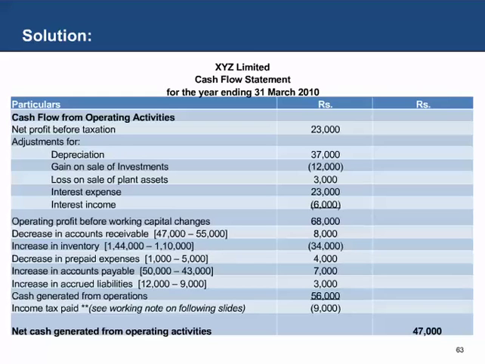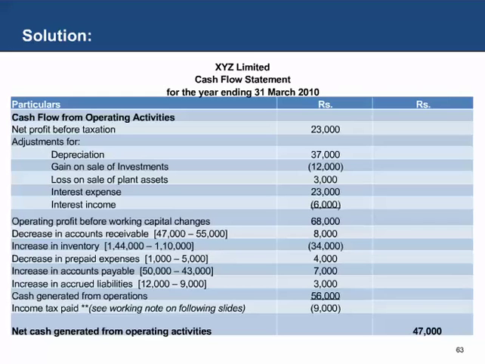Now since this 12,000 helped you to increase the net profit, now it should be decreased. Loss on sale of plant assets is 3,000. It reduced the profit, now it should be added back. Interest expense of 23,000. It reduced the profit, now it should be added back. Similarly, interest income given in the question of 6,000 helped you to increase your profit, now it should be reduced. Thus, we will reach an operating profit before working capital changes of 68,000.